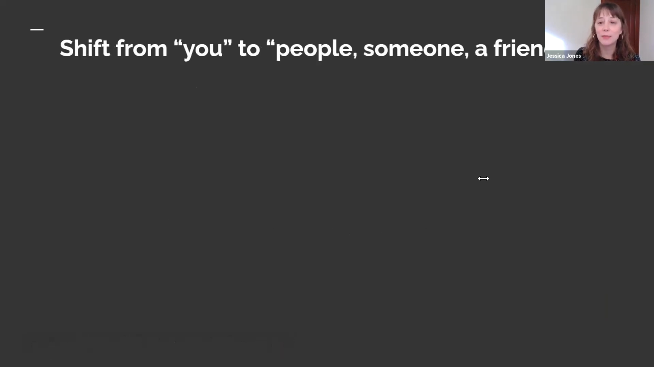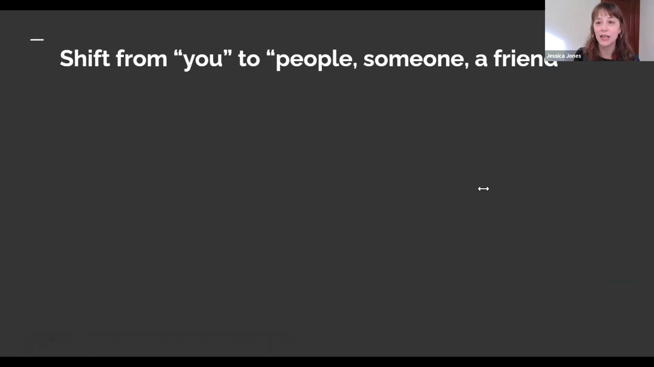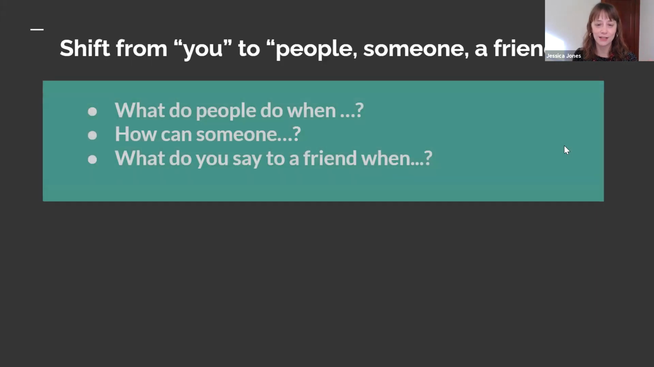And then part of creating that safety and willingness for people to participate is that in many cases, especially if I'm not sure about the dynamic in my group, I try to shift the focus from you to a more general question about people, someone, a friend. And so I use question stems like this. So what do people do when? Instead of what do you do in this situation? Okay, so instead of what do you do, changing it to what do people do?